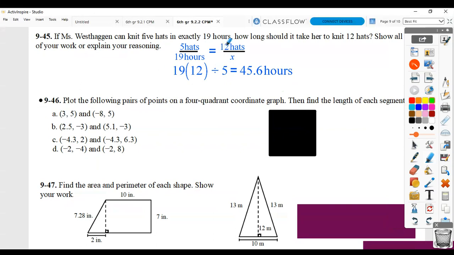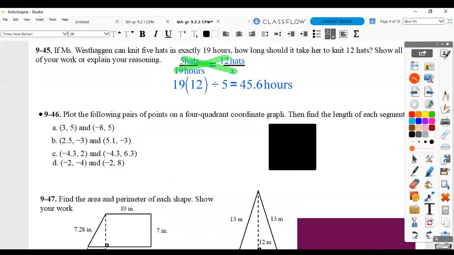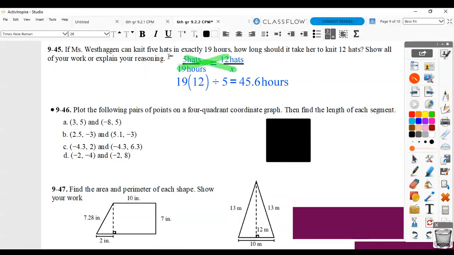And again, you can then do cross products. 12 times 19 equals 5 times x. And when you do that and you solve, you end up getting 45 and 6/10 hours. Because you end up with 19 times 12 being divided by 5 to give you x.